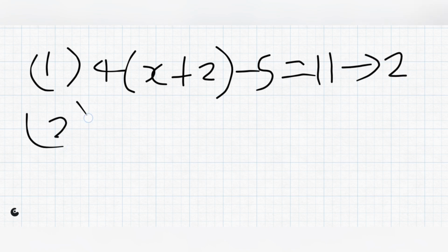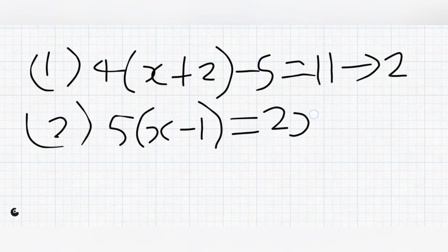Number 2: 5x minus 1 is equal to 2x plus 10. And if you do it correctly, your answer should be 5.